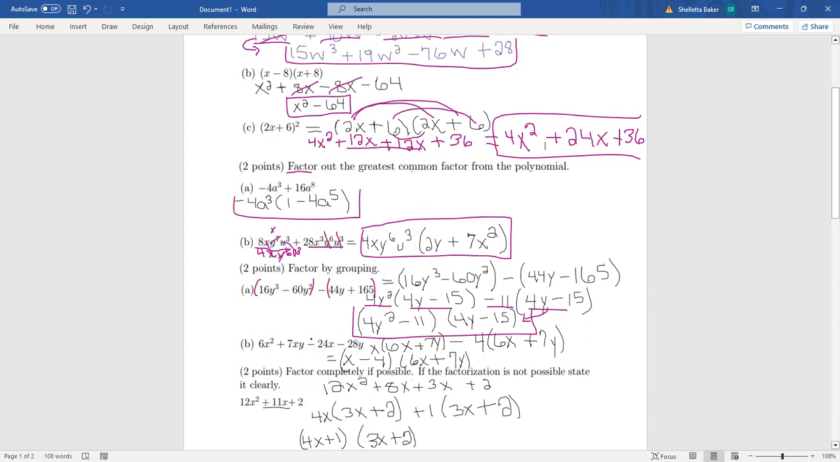So we created two groups again for the next problem. And then we factor our GCF from that first group is x. Factoring x from 6x squared leaves 6x in parentheses. And when we factor x from the 7xy, that leaves 7y. That second group, we're able to factor 4 from 24x, that leaves 6x. And when we factor 4 from the minus 28y, we get positive 7y.